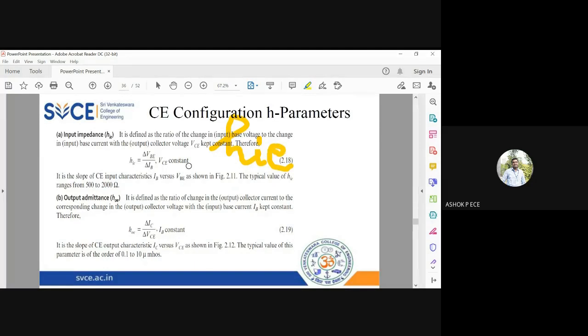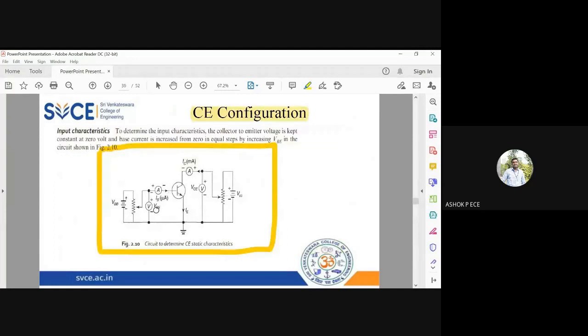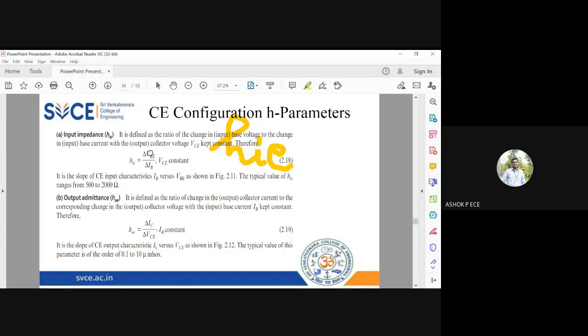In the diagram, what is the input voltage? VBE. What is the input current? IB. What is the output voltage? VCE. So VBE by IB at constant VCE, that is the input impedance. Now see the input side. Don't look at the output side. The output side voltage will be constant.